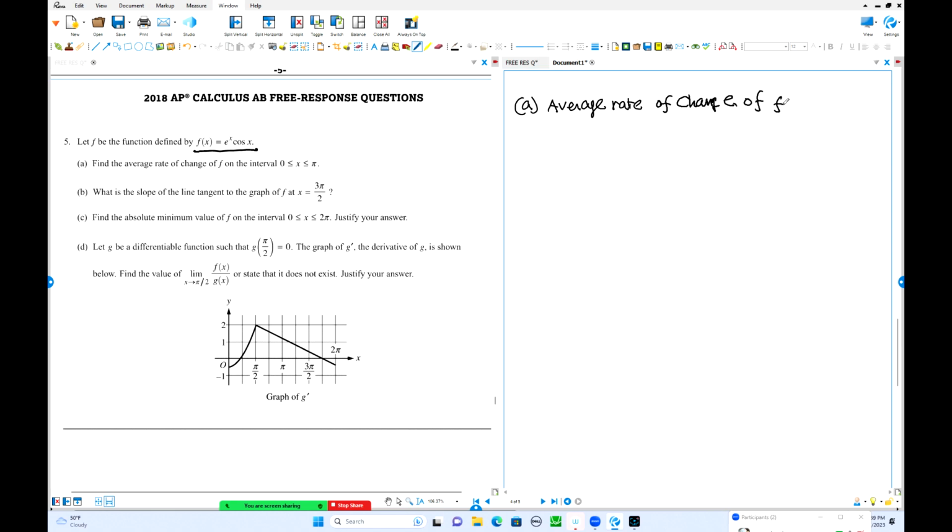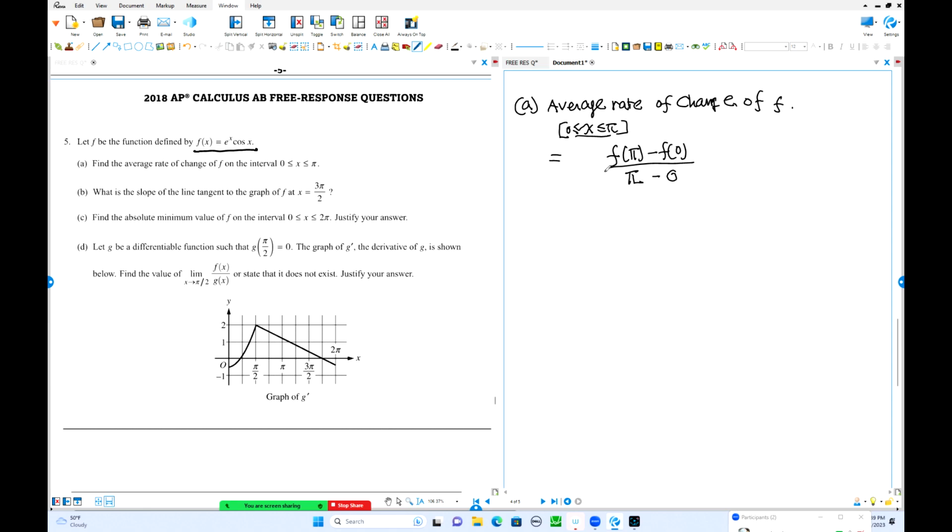On these intervals, x equals 0 to pi. On this definition, what is that? f of pi minus f of 0, that is y2 minus y1 over x2 minus x1, where x2 is pi and x1 is 0. That is the average rate of change of f. We have to solve this one.